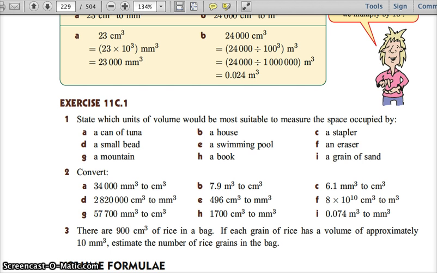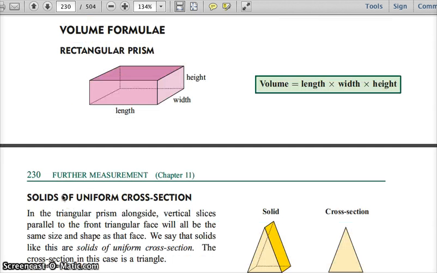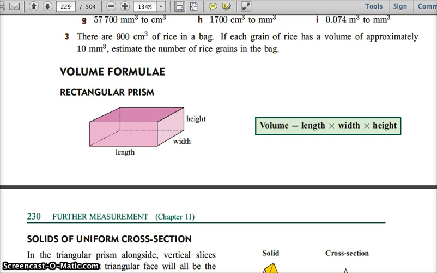So with this question 3 here, I'll just push it up a bit. With this question 3, there are 900 cubic centimetres of rice in a bag, and we don't know what that bag looks like. Okay, it's in a bag, there's 900. We do know though that there's 900 cubic centimetres. If each grain of rice has a volume of approximately 10 cubic millimetres, estimate the number of grains of rice in the bag.